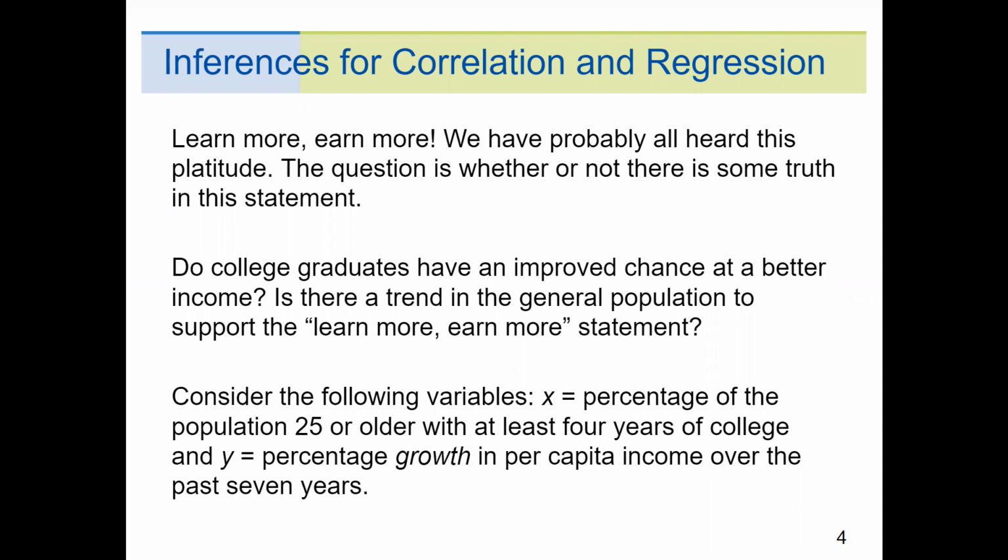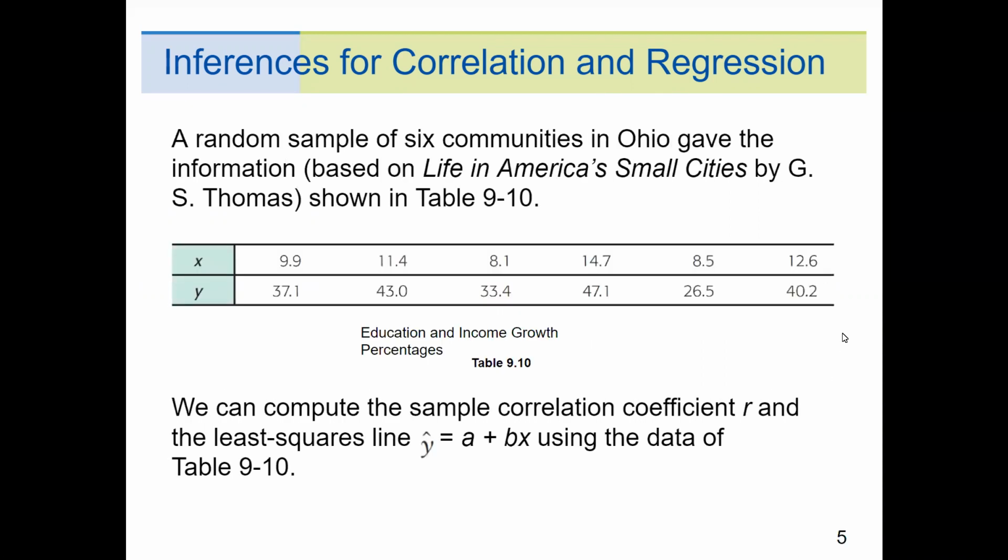Consider the following variables: X equal to the percentage of the population 25 or older with at least 4 years of college, and Y equal to the percentage growth in per capita income over the past 7 years. A random sample of 6 communities in Ohio gave the following information, shown in Table 910.